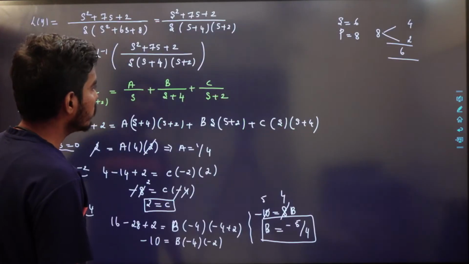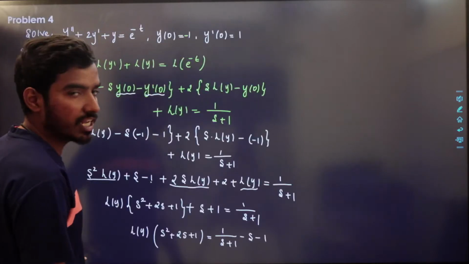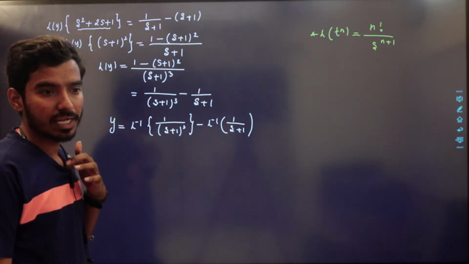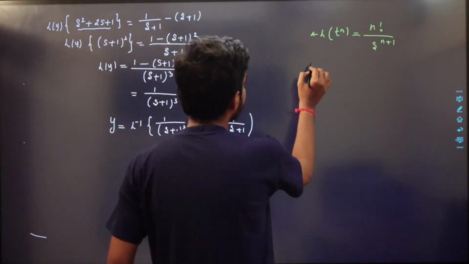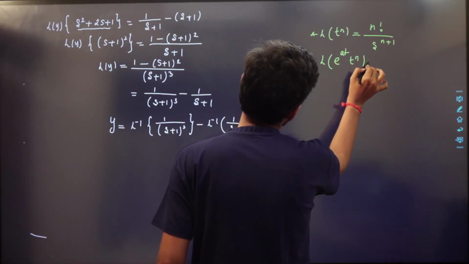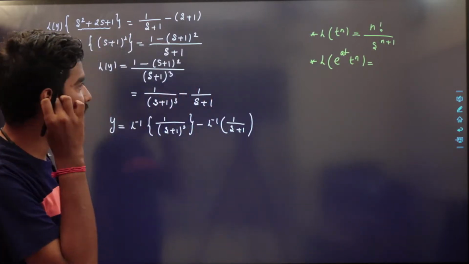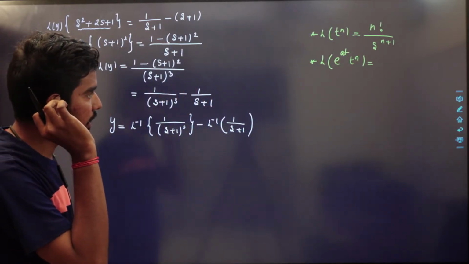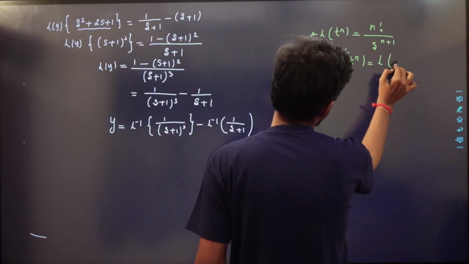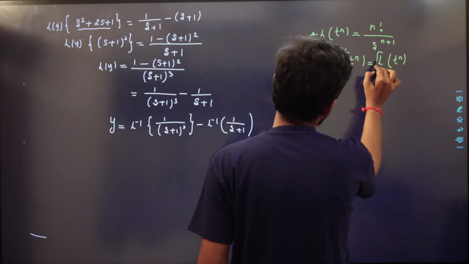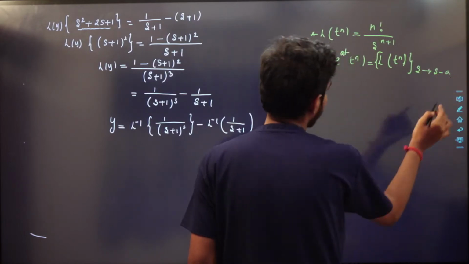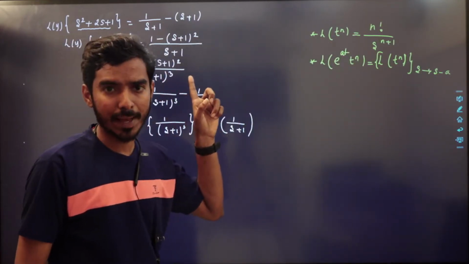Now you also need to know what is meant by the shifting property of Laplace transform. That is L of e power at t power n. To find L of e power at t power n, apply Laplace transform to t power n, and after that, replace s by s minus a. I have already given the proof in that Laplace transform video.